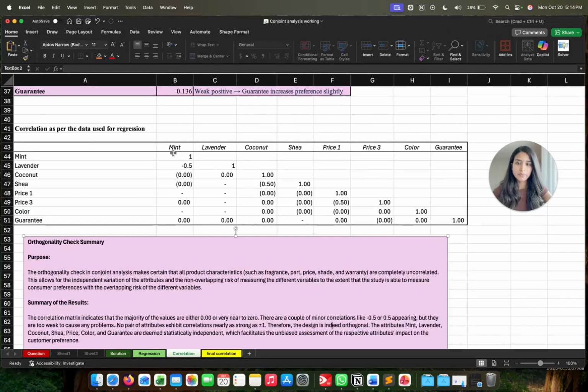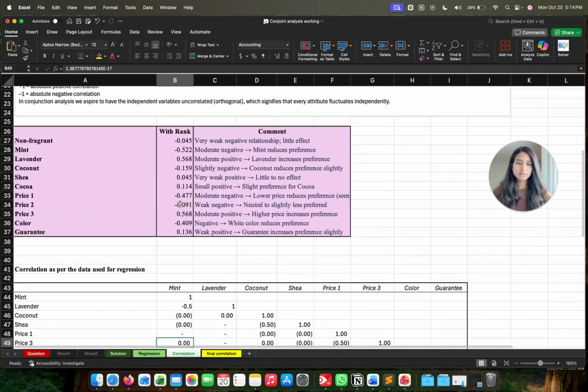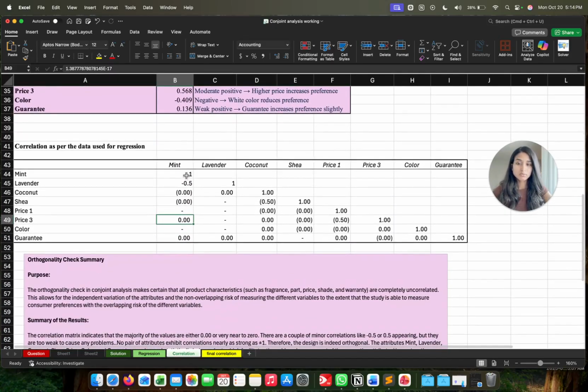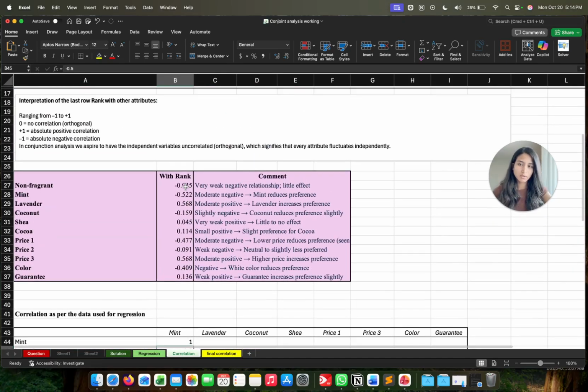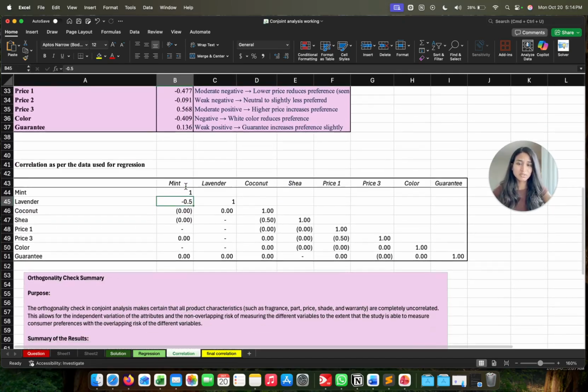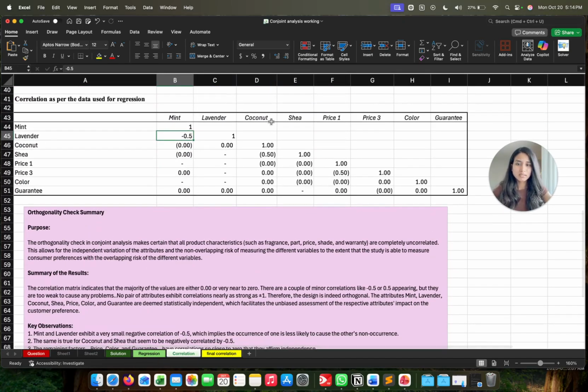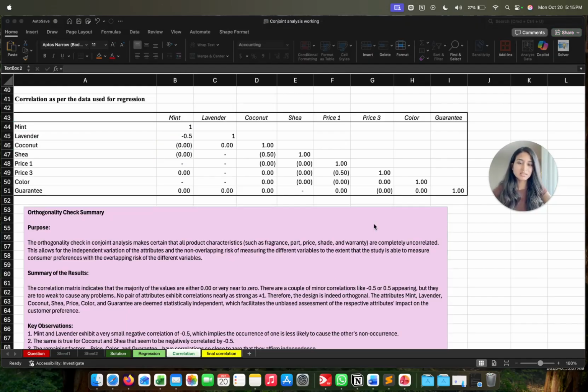The correlation in the given data varies from 1 to 0.5 to 0, where 0 determines it is orthogonal, positive 1 is absolute positive correlation, and 0.5 or negative in between is like a negative correlation. So in this data, maximum attributes are either 1 or 0, which actually states that these are too weak to cause any problems when determining different attribute combinations.